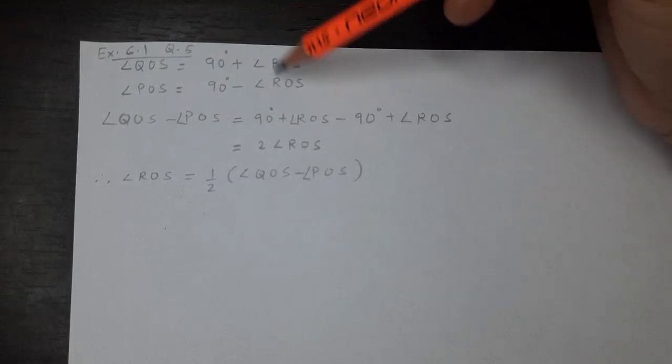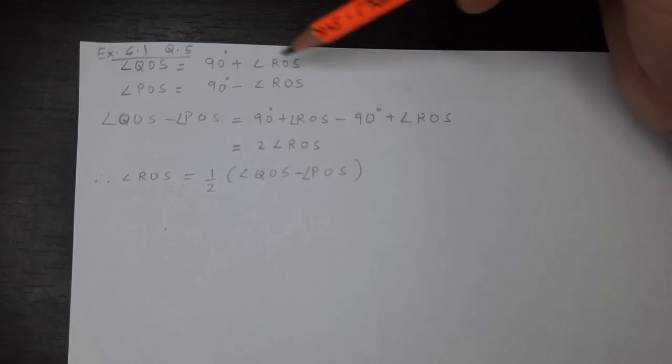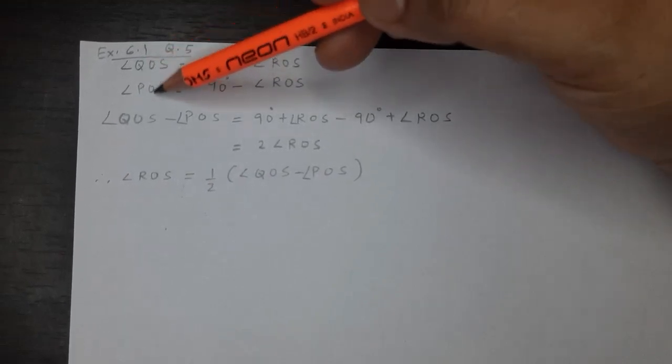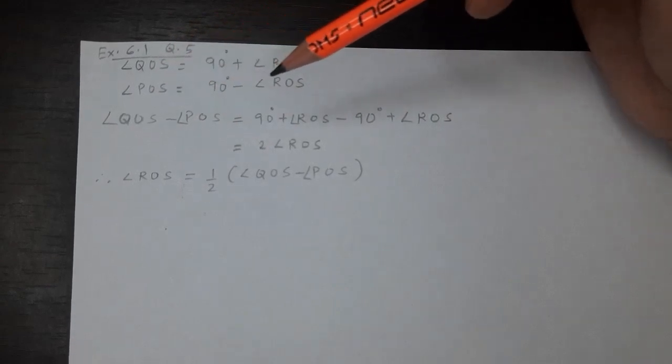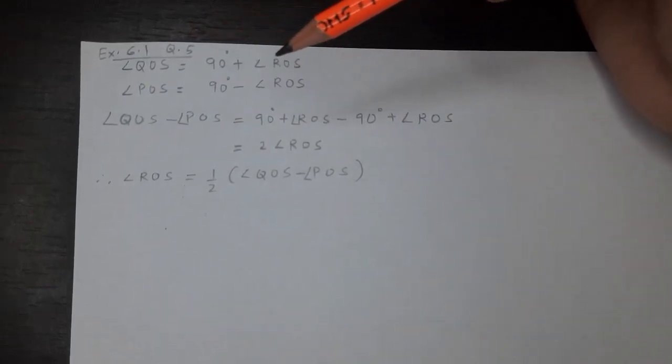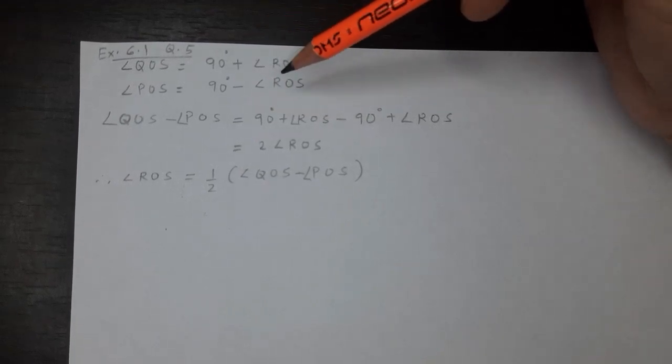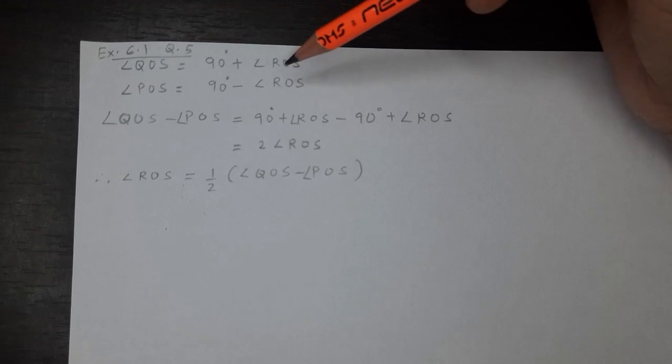If you notice, I have expressed both of them in terms of ROS. Why? Because my left hand side is ROS. So if I subtract these two, I need the whole answer in terms of ROS, right? That's what I have to prove. So that is why I'm taking everything in terms of ROS. This should be the hint and this should be your starting point.